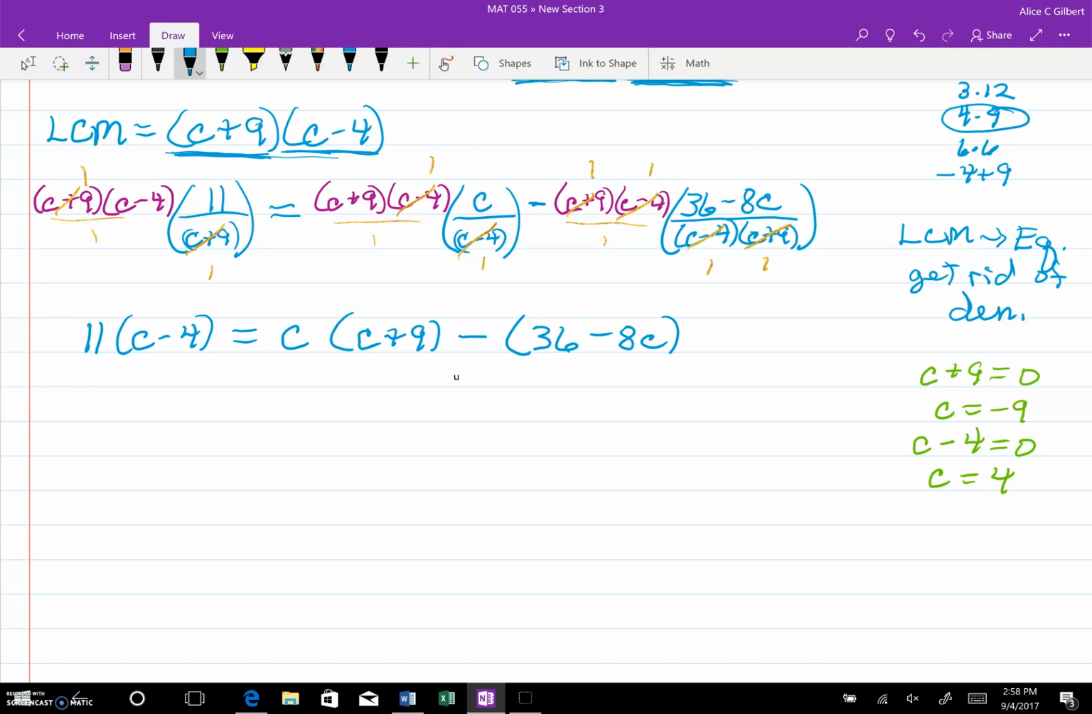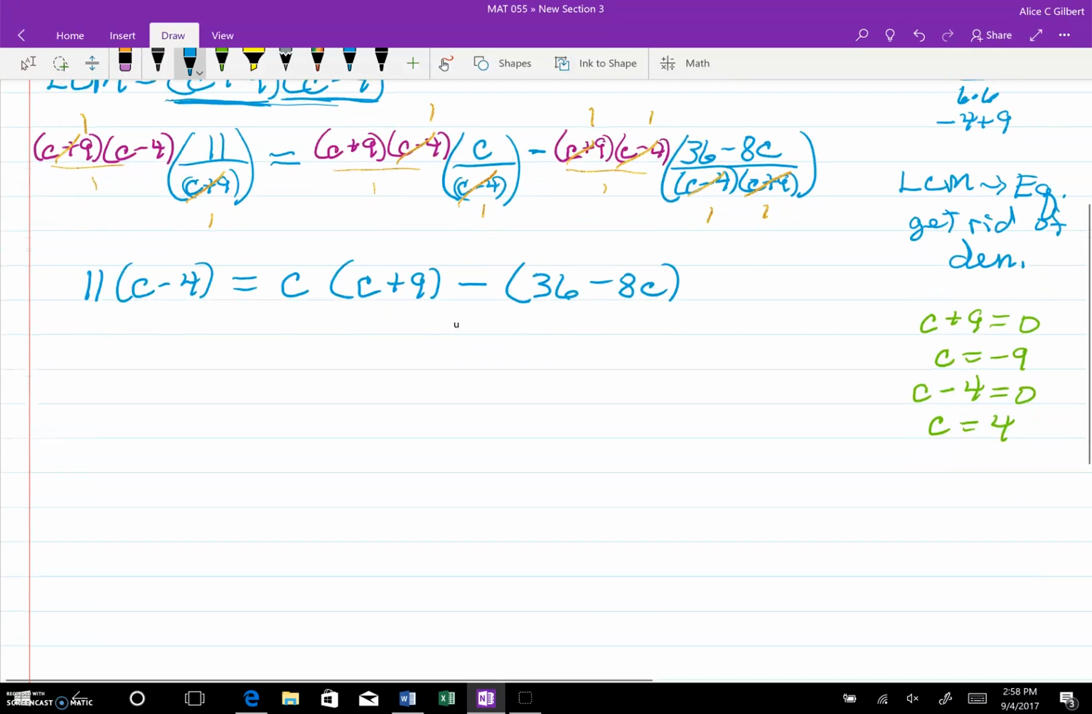So just like this. Now, do you notice at this point, all of my denominators are gone? If I had any denominators left here, I did something wrong, okay? So I need to go back and see what I did wrong. So now I just need to keep going. So 11c minus 44, I just distributed that. This is now c squared plus 9c, and this is minus 36 plus 8c.